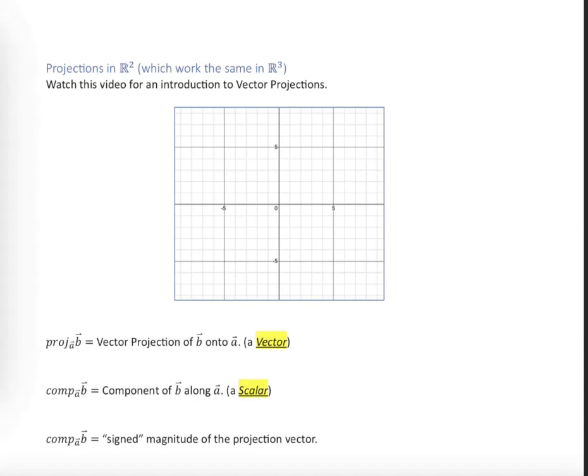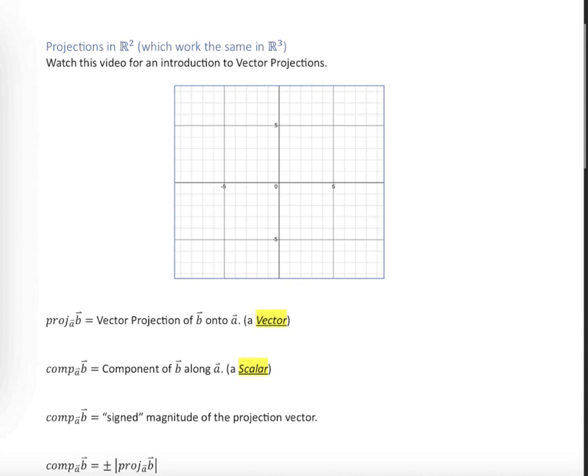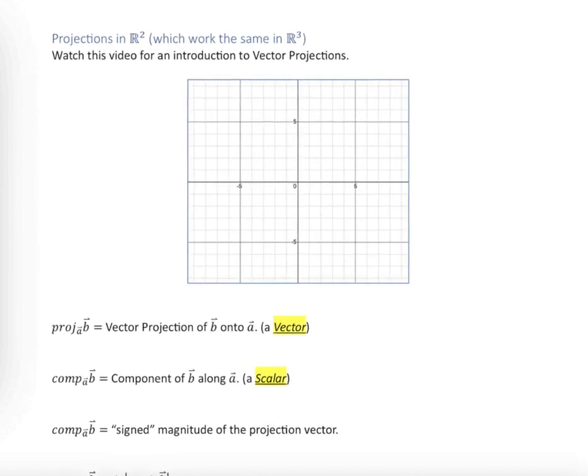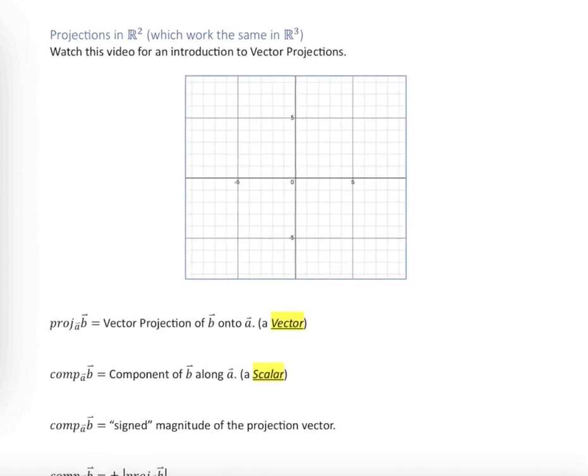This is a review of the concept of a projection vector. We're going to work in R2, or two-dimensional space, but projections work the same in three-dimensional space. It's just much easier to draw a vector in two-dimensional space. So let's consider some vector A off here in the first quadrant, and some other vector, we'll call it B, somewhere else.